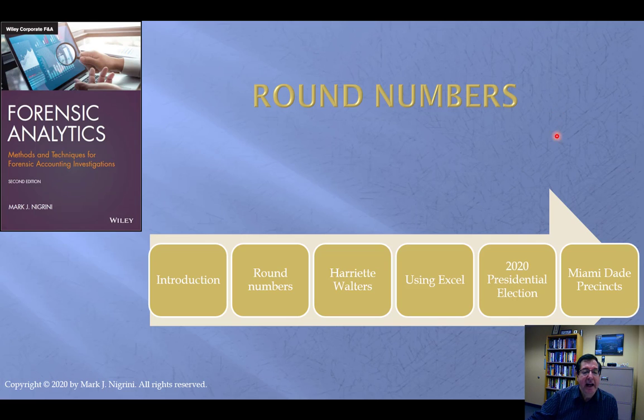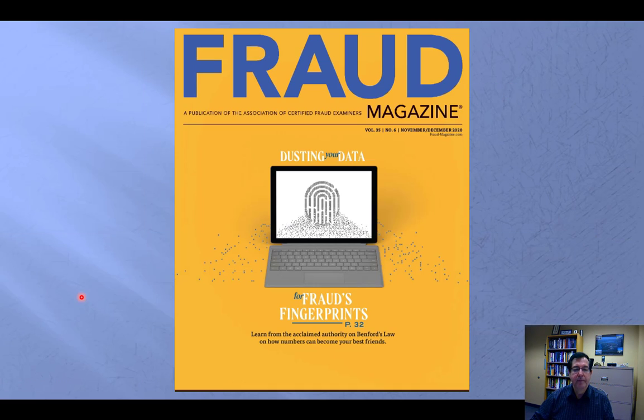We're going to be looking at the Harriet Walters fraud case. We are going to be looking at some numbers from the 2020 presidential election, and I will give you some demonstration about using Excel and using Minitab to analyze our results.